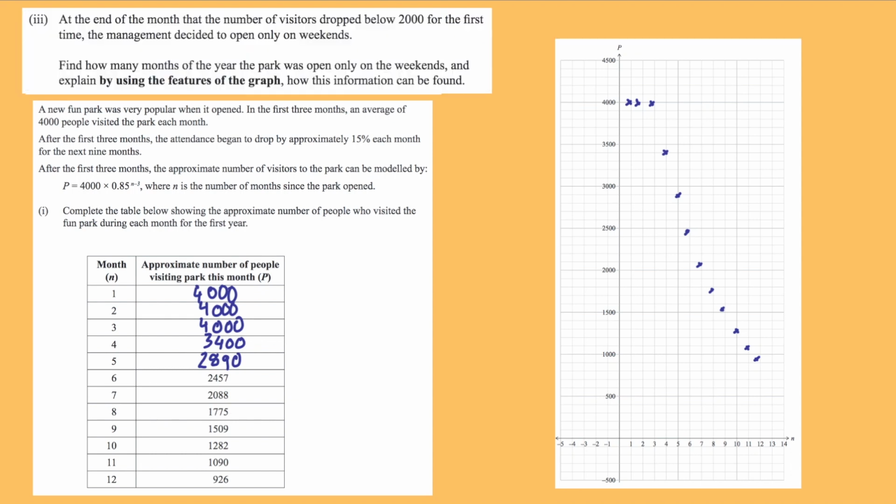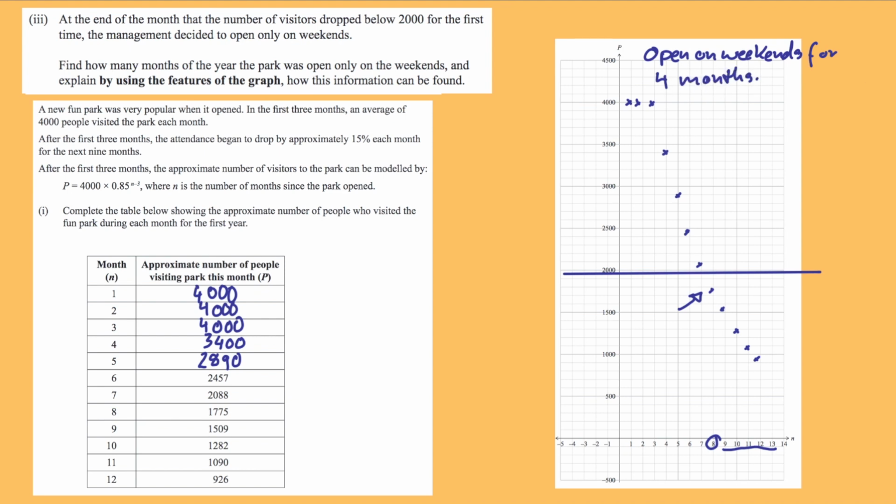The next part is about which month has fewer than 2,000 visitors. I'm going to draw in a line in the graph at p is equal to 2,000, and I can see that the graph dips below this line during month 7. So the 8th month is the first with fewer than 2,000 visitors, and the park would only be open on weekends after that, so the answer is 4 months.